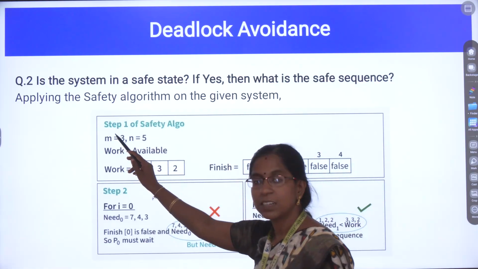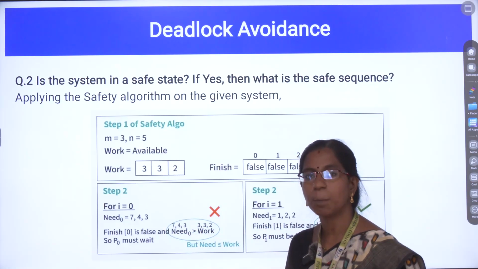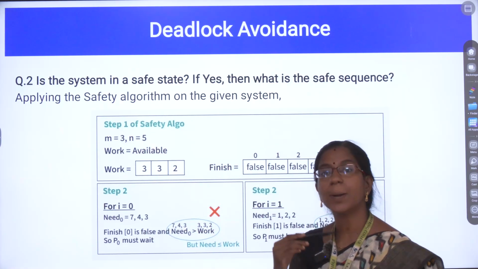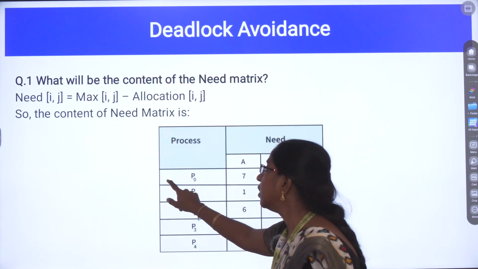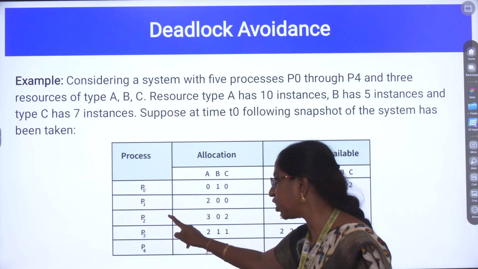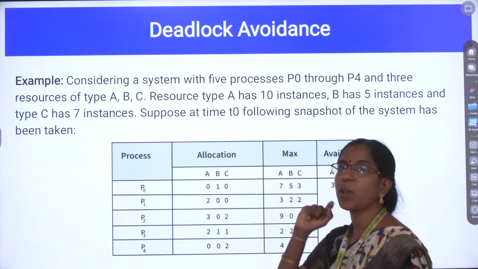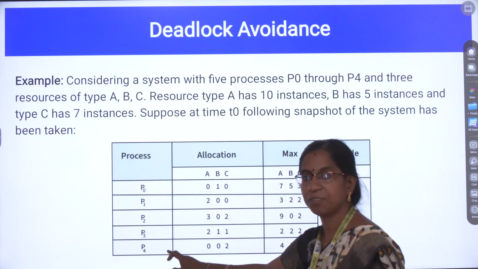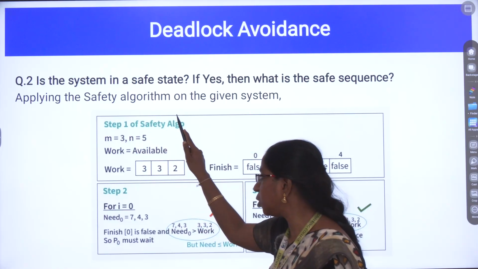M is the number of resources. Here we have 3 resources, A, B and C. So M is equal to 3 and N is the number of processes. Based on our example, we have 5 processes, P0, P1, P2, P3 and P4, and 3 resources A, B and C. So M is equal to 3 and N is equal to 5.